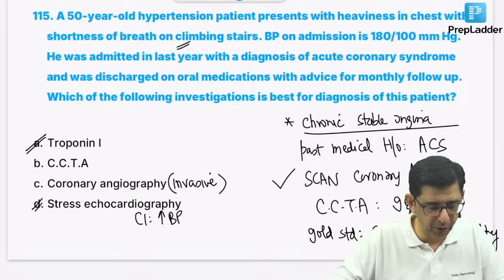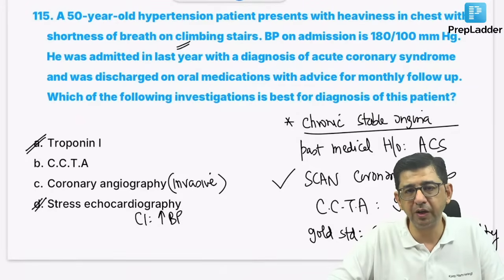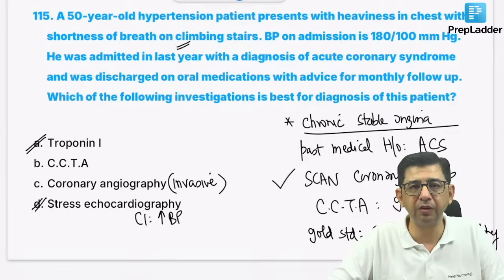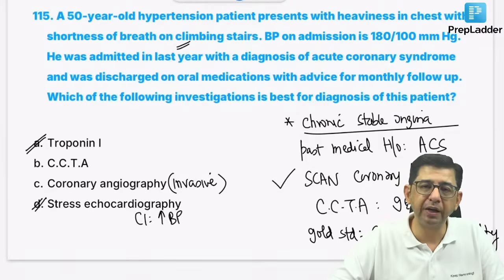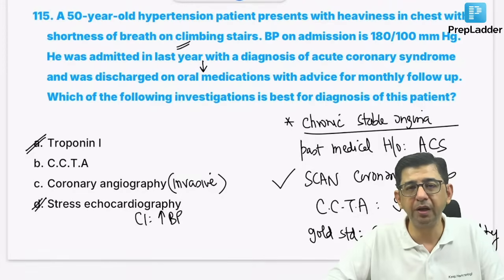So the reason why I'm not doing a stress echocardiography, if it is a stress echocardiography that is being done, it can increase the blood pressure in this patient. So he says, which is best for diagnosis of this patient? Then we'll first go by CCTA, that is a coronary CT angiography. And then subsequently, if we find that there is presence of heart disease, because he's already on oral medications, so he might be already on statins and he may not be requiring any medication as well.